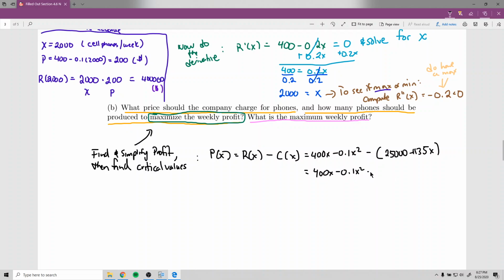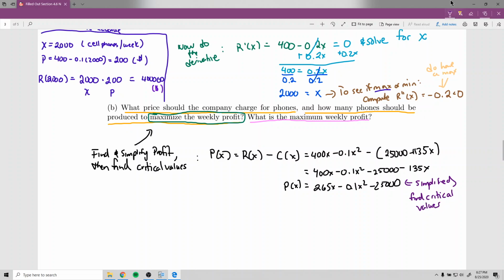To distribute the minus sign through, we get minus 25,000 minus 135x. And if you combine like terms here, 400 minus 135 is 265x minus 0.1x squared minus 25,000. Now, as you saw with last problem, we are going to use this equation again. That's also another reason why I like to simplify, we're going to use it at the end when we figure out the maximum profit. But this is now simplified, so we're going to find the critical values now.